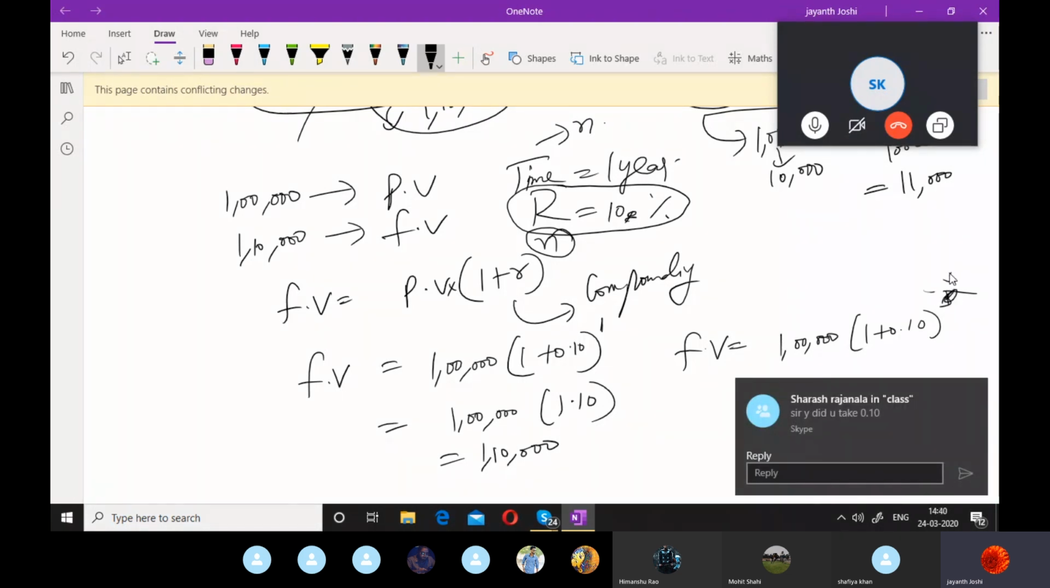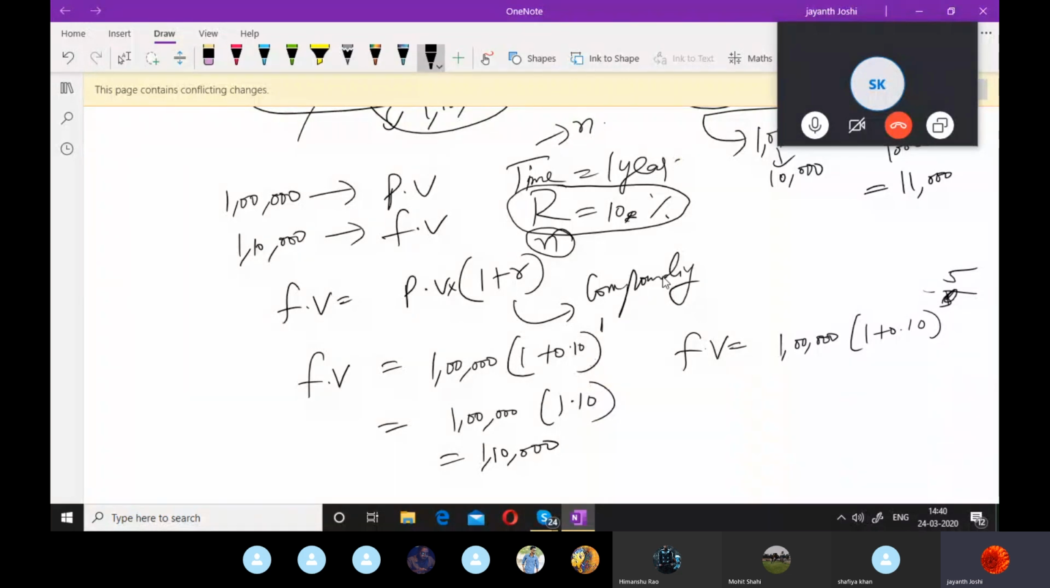See, this is a simple thing to know. How will we get 0.10? I already told you. What do you mean by percentage? 10% is 10 by 100. You will get 0.10.